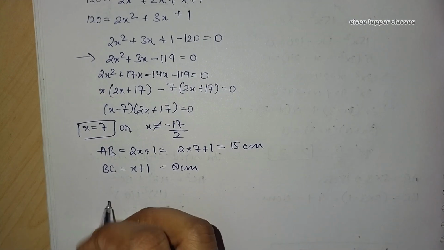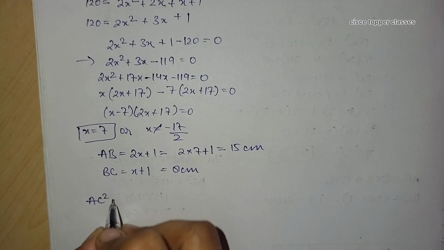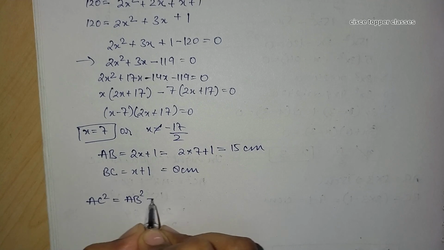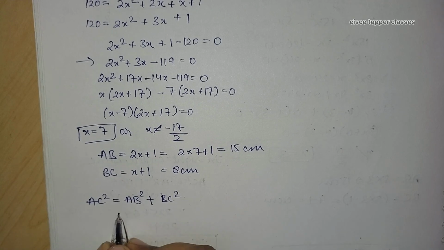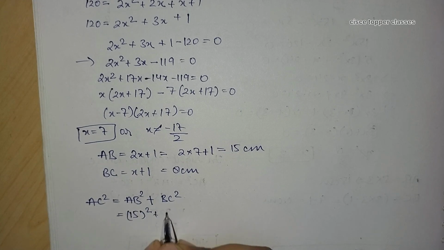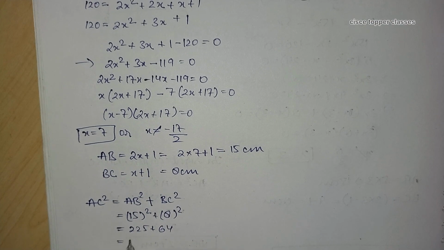Now by Pythagoras theorem we can find the hypotenuse AC square as AB square plus BC square. AB square will be 15 whole square plus BC, this will be 8 whole square. Here we can write it as 225 plus 64 equal to 289. So AC is equal to 17 centimeter.